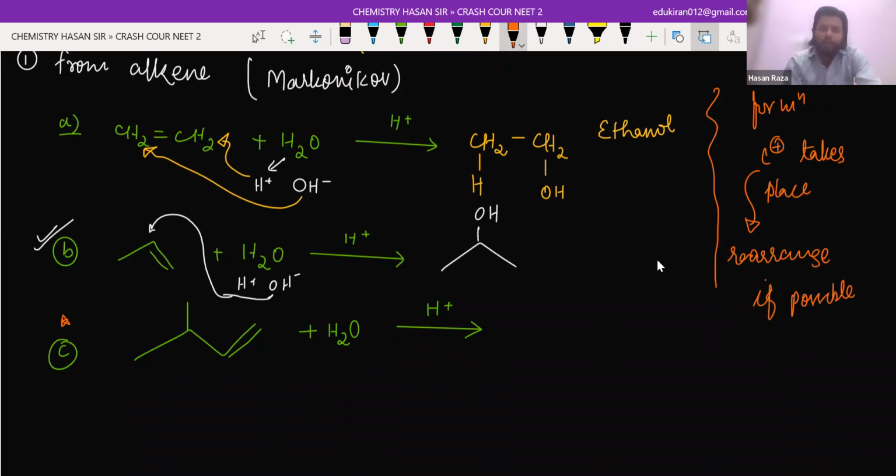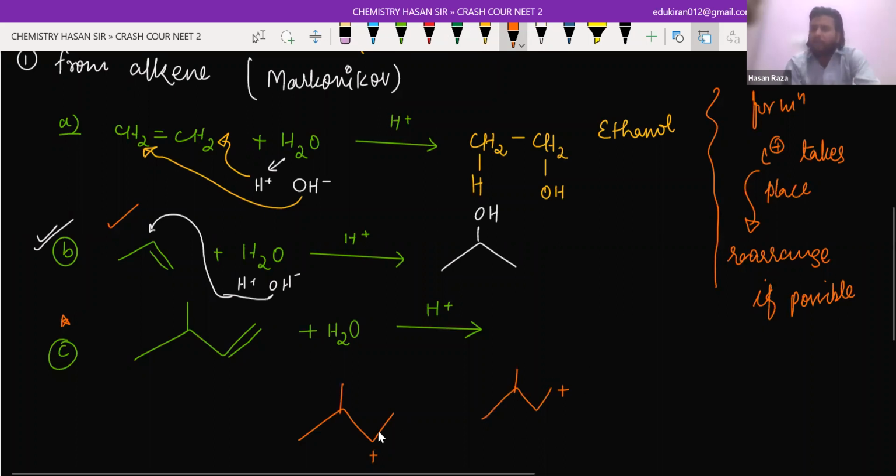Everywhere else where formation of carbocation took place, there was no need of that. That's why I didn't explain. But here you can see formation of carbocation can be here, and formation of carbocation can be here across the double bond. But you know that this is less stable, 1 degree, so we are not going to talk about this. We are going to talk about this only.